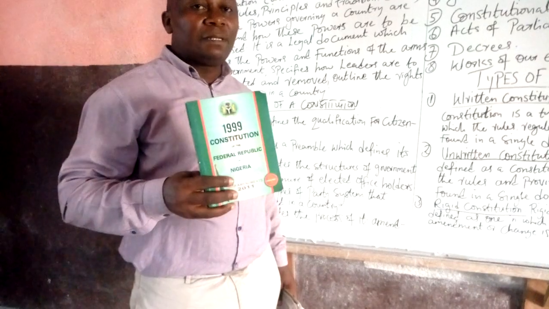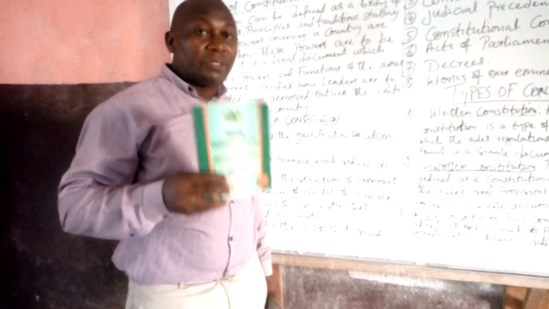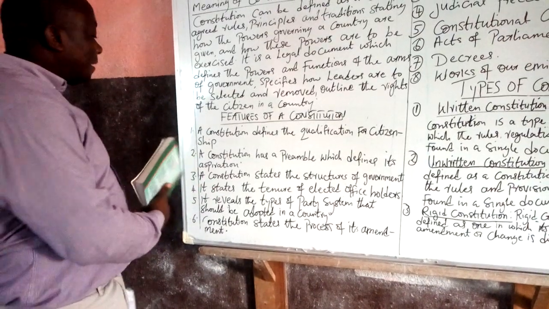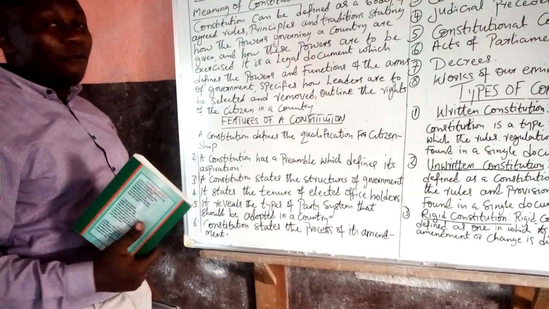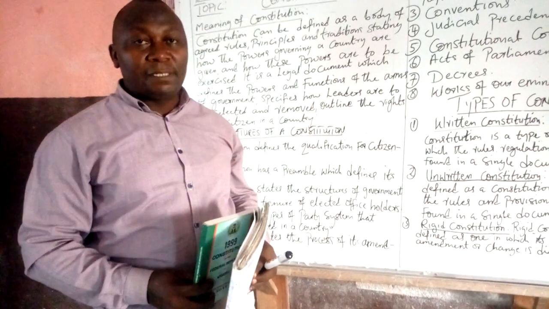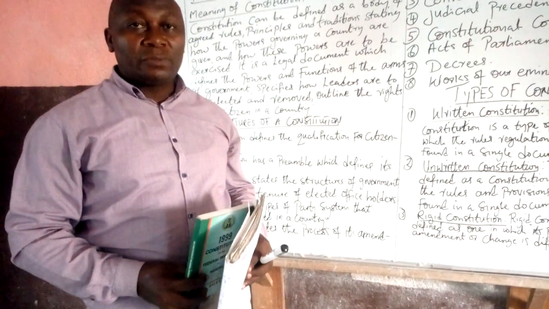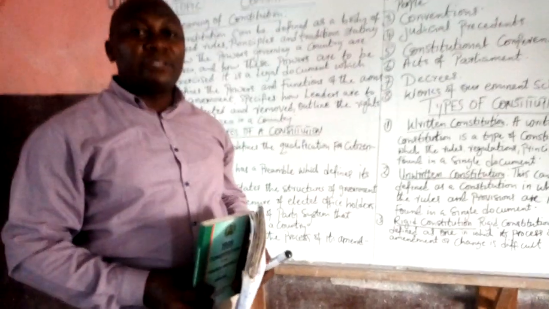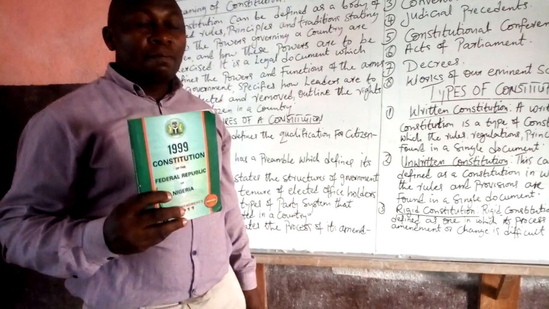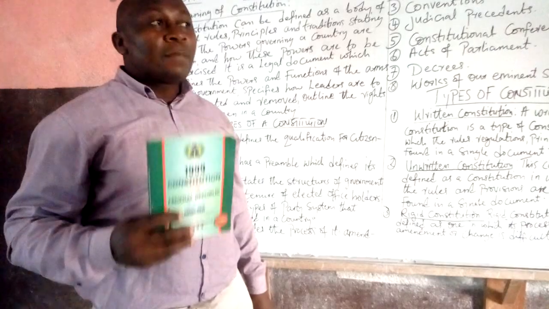That's what this constitution is all about. That's what I'm going to see inside this constitution. Another feature of this constitution is it states the tenure of elected office holders. For instance, every 4 years we elect our president, we elect our governors. How long are they going to stay in office? It's all enshrined in this constitution. If they're going to stay 4 years, it's all enshrined.